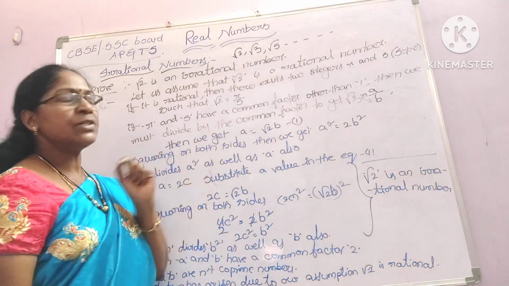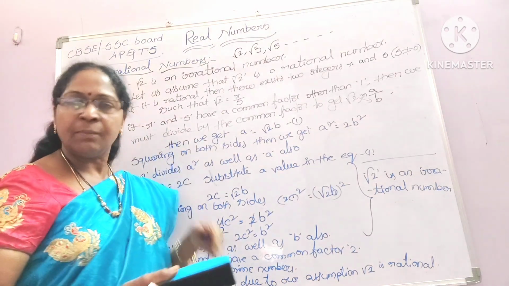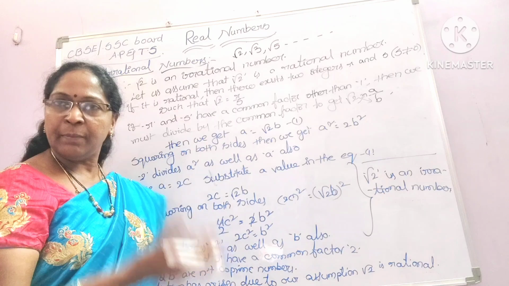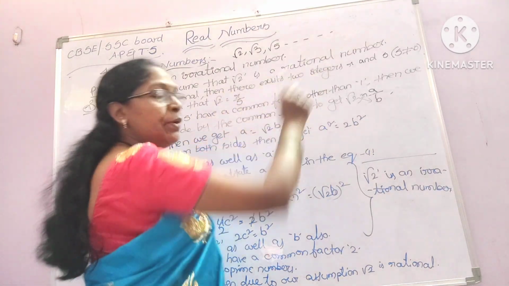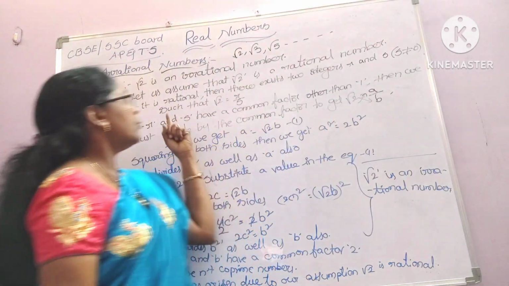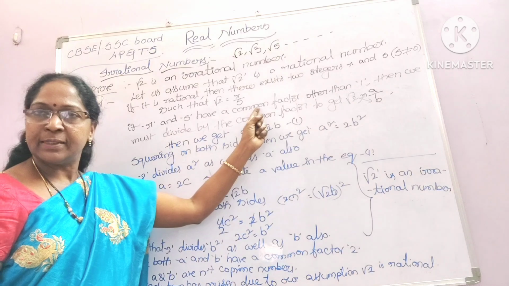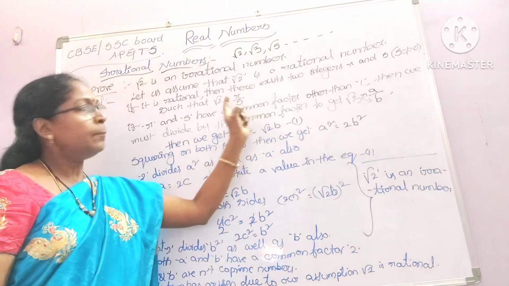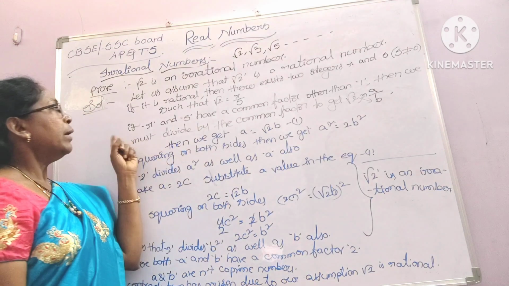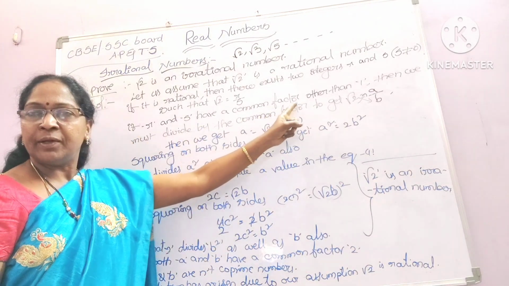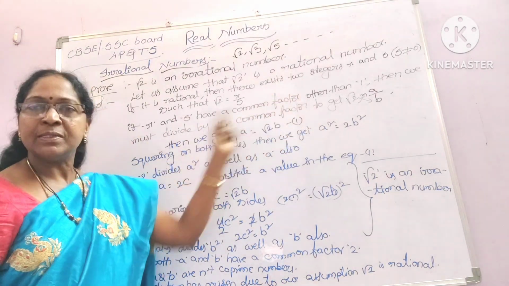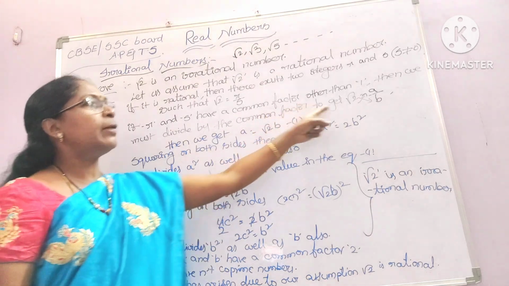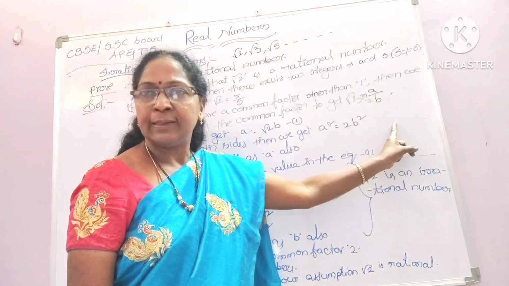Now it is a rational term. That means it is in the form of p by q. Here there exist two integers r and s, where root 2 equals r by s. First you write, we assume this is a rational number. Now if r and s have a common factor other than 1, then we must divide by the common factor to get root 2 equals a by b.